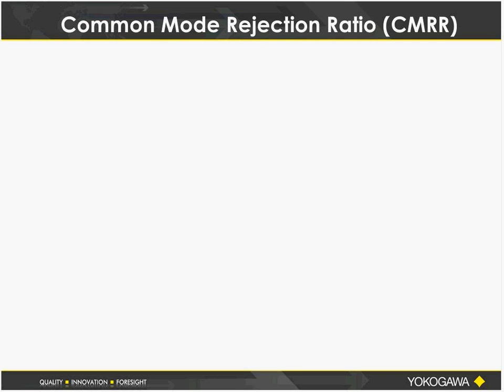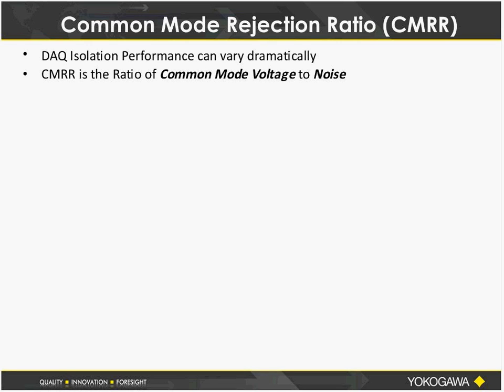Now let's talk about this term you may have heard of, common mode rejection ratio. What is CMRR? Well, when we talk about isolation, it's not a simple black and white thing, meaning that if you have isolation from 5 different companies or 5 different instruments, the performance of that isolation will vary dramatically. And the way that we measure that isolation performance is through CMRR, common mode rejection ratio. What that means is it's a ratio of how much of that common mode voltage gets converted to noise. And that is expressed in decibels.